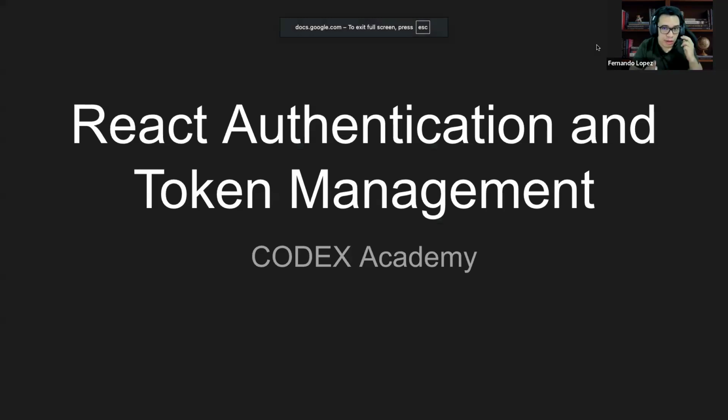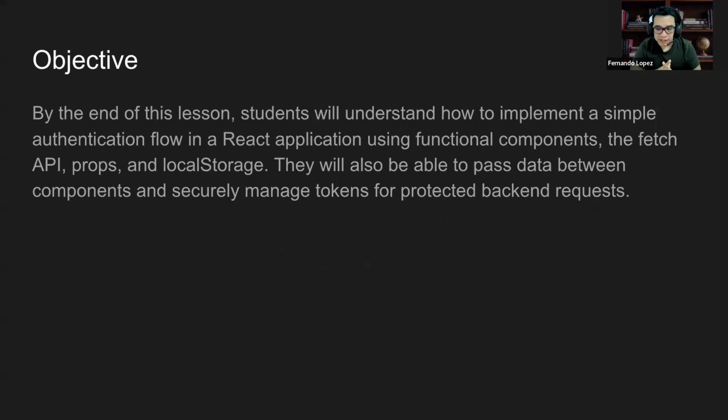So today, we're going to create a backend and a React project that is going to handle authentication, and we're going to manage a token. The objective for the class is that by the end of this lesson, the student will understand how to implement a simple authentication flow in React applications, using functional components and the Fetch API. We're going to remember what a prop is, and what local storage is too. So the students will be able to pass data between components and securely manage tokens for protected backends.